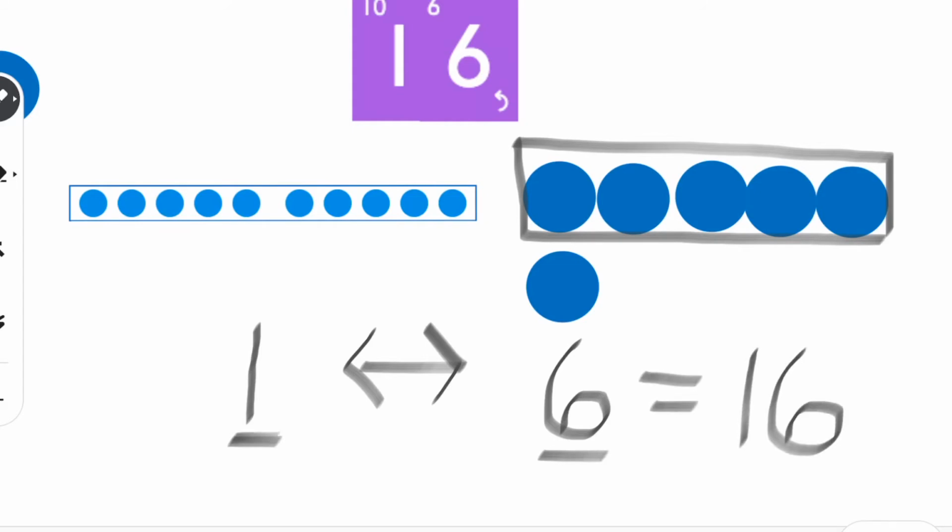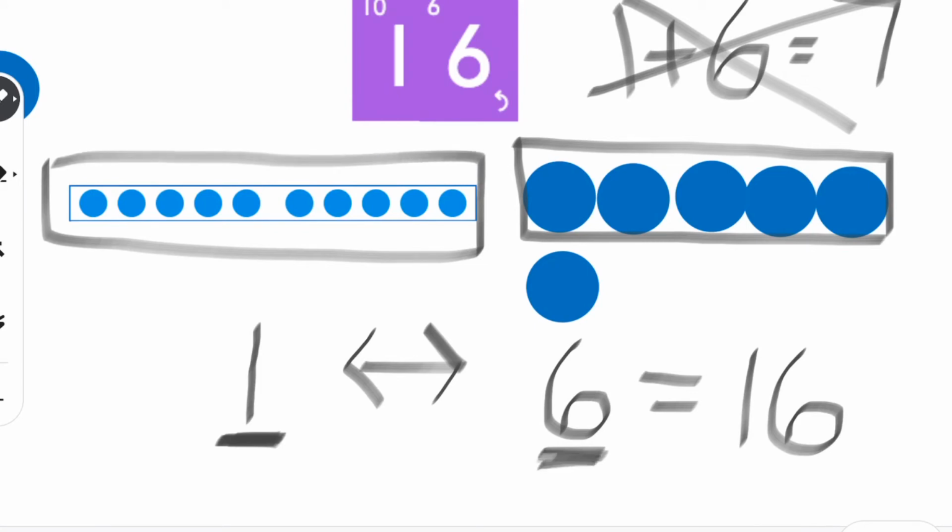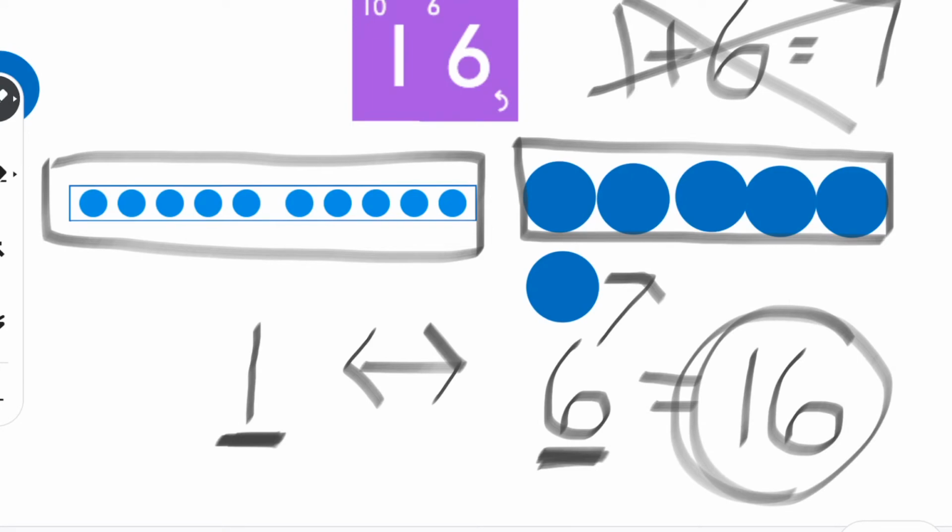This doesn't mean that it's 1 plus 6, because 1 plus 6 would equal 7. So that is not what it means. It means that there's 1 ten, because there's 1 ten group right here, 6 1s, which are right over there. And then that equals the 16.